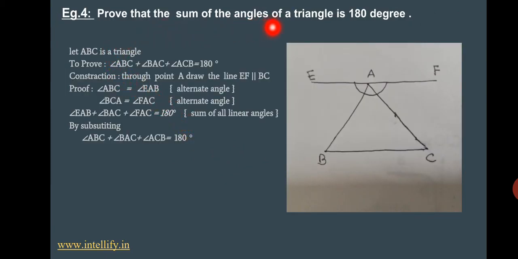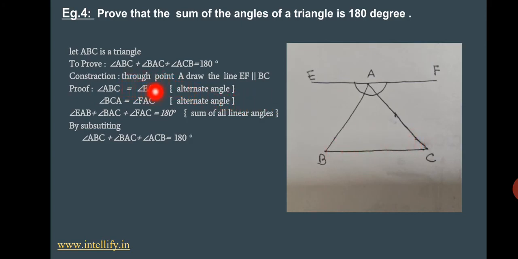Prove that the sum of the angles of a triangle is 180 degrees. For solving any question, you first have to draw. I explained these points in my previous lectures. First we draw triangle ABC. To prove that angle ABC + angle BAC + angle ACB = 180 degrees, means the sum of these three angles is 180 degrees.